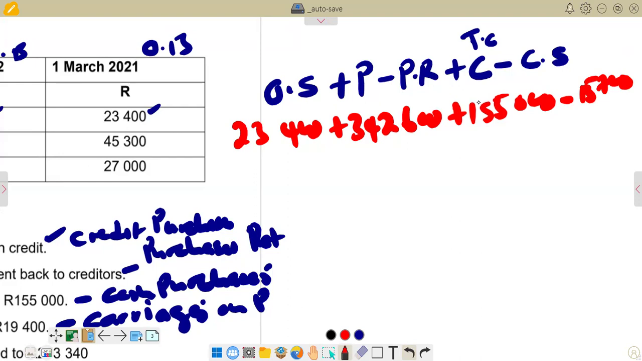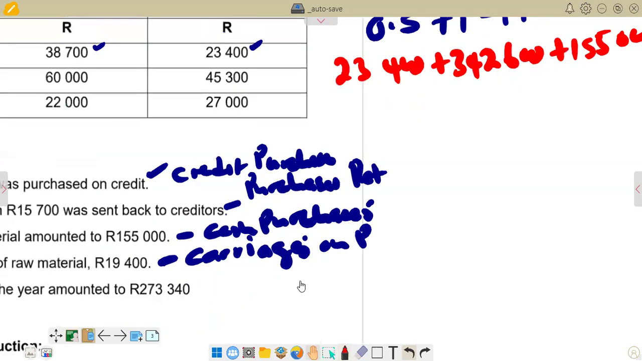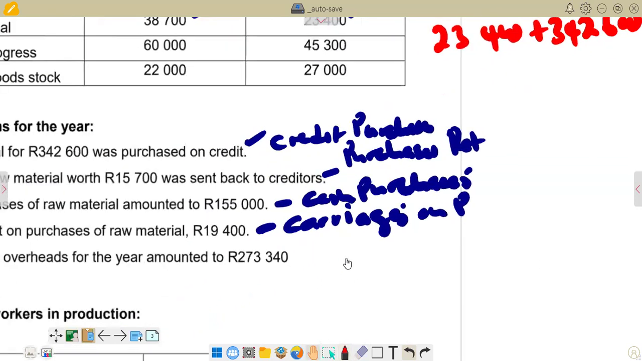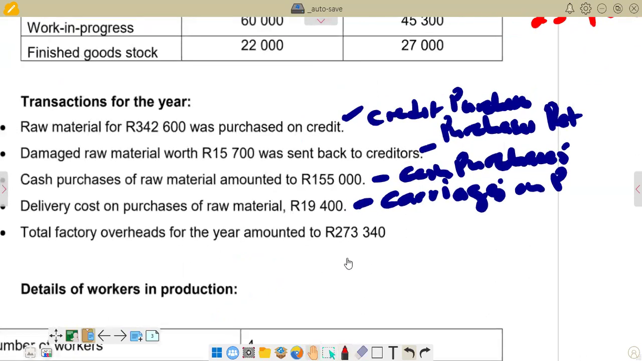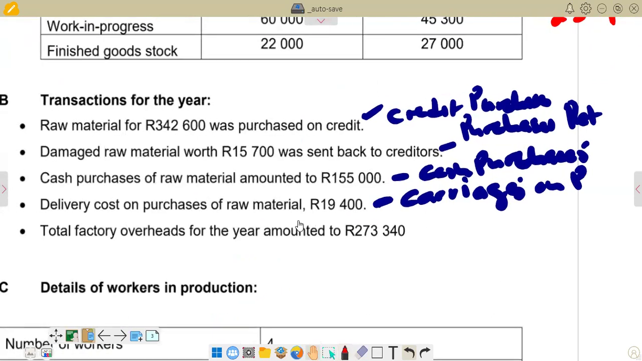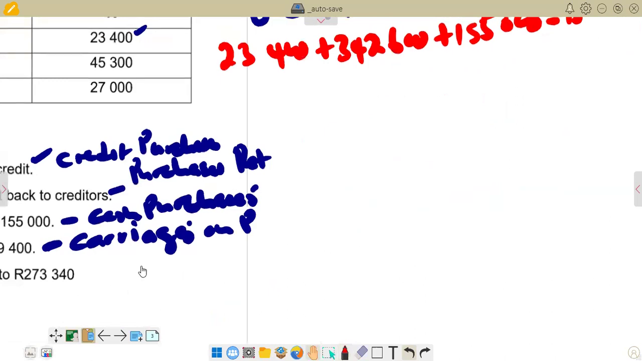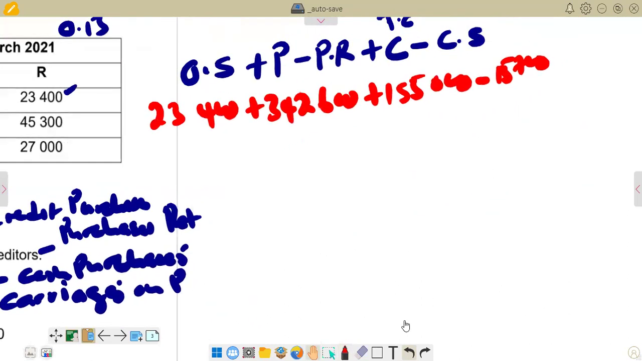And then I will look for our carriages. Our carriages are the transportation costs. So if you come here, transportation costs, we check there. Remember, we went to the second from last point, we said delivered cost on purchase of raw materials 19,400, which is our carriages. So we are going to add that one, 19,400. See, again here we add our 19,400. And obviously now lastly we subtract our closing stock.